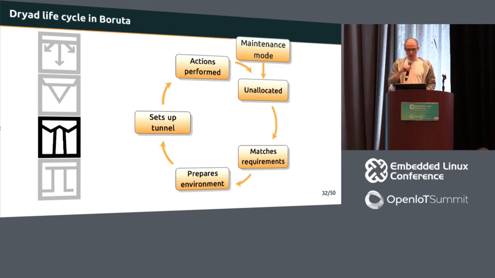Boruta schedules access requests to the devices and provides convenient access to the assigned ones. So how does the Dryad lifecycle go in Boruta? First, Dryad is in maintenance mode, and it can be brought into idle or unallocated state by the farm maintainer. If there is an access request to a Dryad with capabilities which the given Dryad serves and it matches, then it is assigned. The test environment is prepared, an SSH tunnel for the access to the NanoPi board is set up, and then all of the actions might be performed.